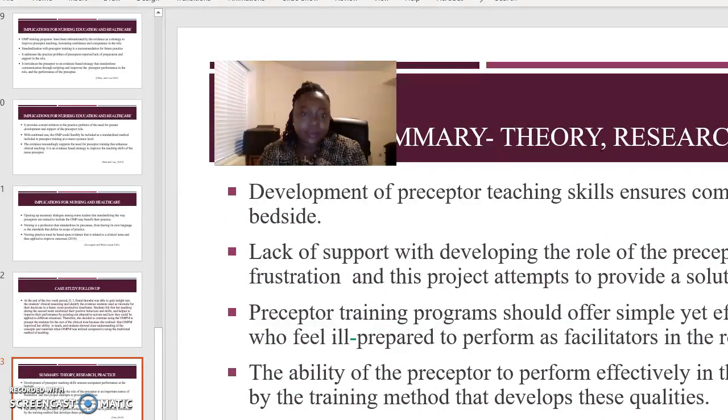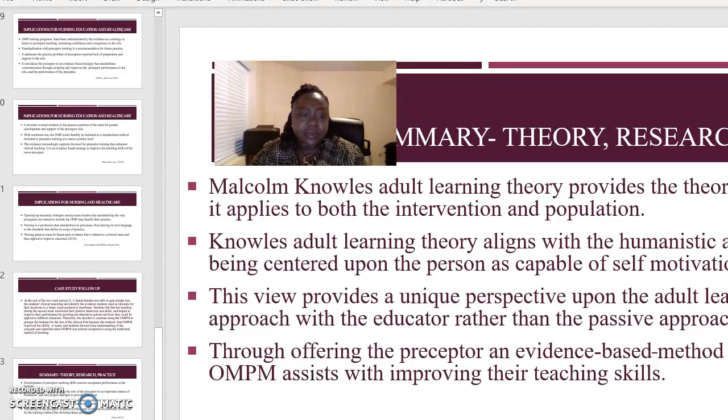So this is a summary. Development of preceptor teaching style ensures competent performance at the bedside. Lack of support with development of the role of the preceptor is an important source of frustration, and this project attempts to provide a solution. The solution is the 1 minute preceptor method, where the preceptor is able to teach effectively and the preceptee is able to understand and apply whatever is taught in the clinical setting.